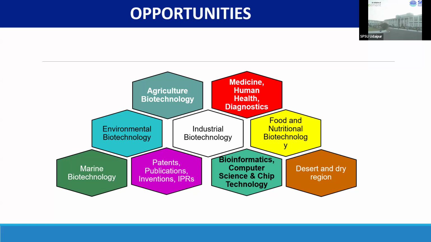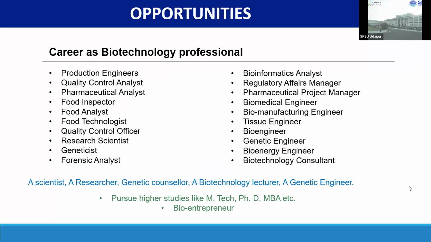Yeah. And if you look into the color scheme, the color is actually given as the indicator for the area. जैसे अगर हम industrial biotechnology कहते हैं, ये white biotechnology है. White biotechnology is industrial. Red biotechnology is medicine, human health, and diagnostics. So, likewise, each color is representing an area of biotechnology. Okay. So, those are the opportunities in specific different areas.